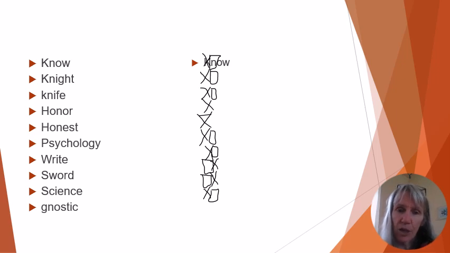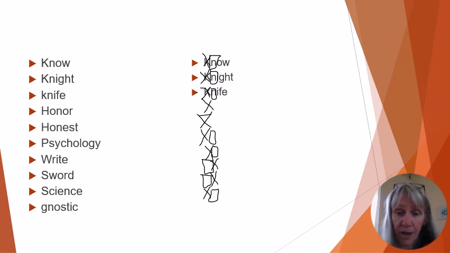So how would they look with their sound boxes? Because I don't hear the k sound, I would put an x through the k and put a box around the n, the only sound I'm hearing. In night, I would do the same thing. I would put an x through the k and box the n. In knife, I would do the same thing: x through the k and box the n.